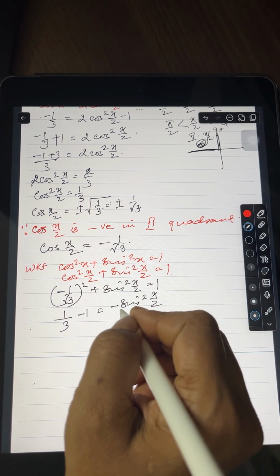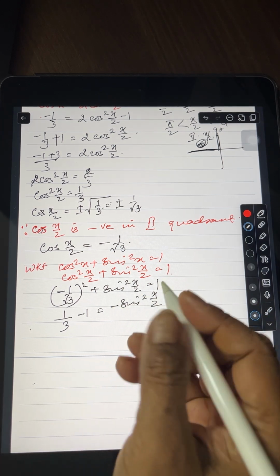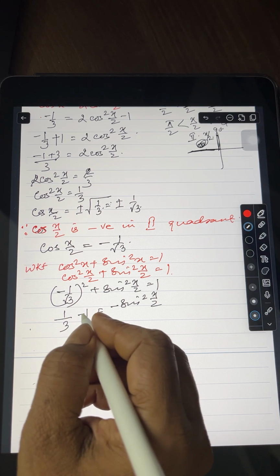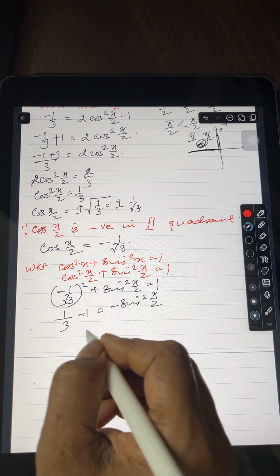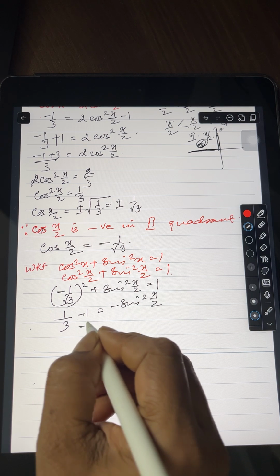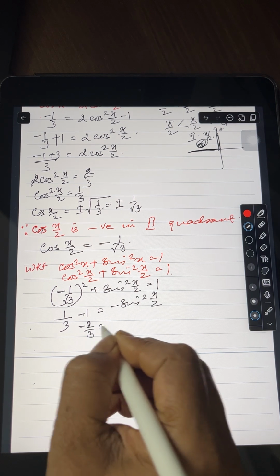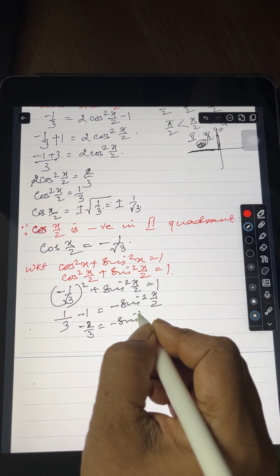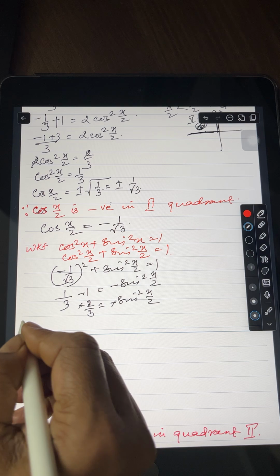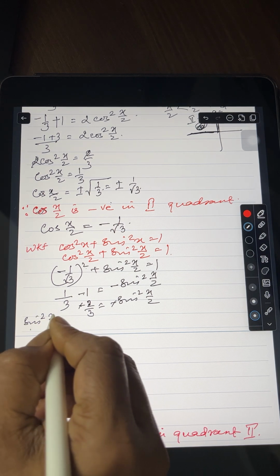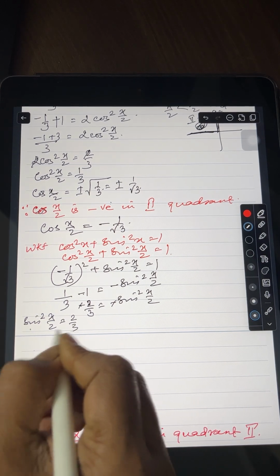That side, so it becomes right hand side. So it becomes minus. Now 1 minus 3 is minus 2 by 3. So what I can write is minus 2 by 3 is equal to minus sin square x by 2. So minus minus will get cancelled. So sin square x by 2 is 2 by 3.